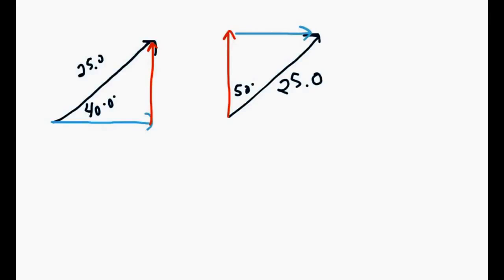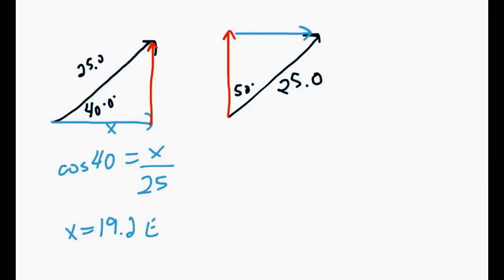So for this one, let's do our horizontal component first. It's our adjacent side, so we'd have cos 40 equals x over 25. When you do that one, you should get 25 times cos 40 gives us 19.2 if we round it off to 3 sig digs. So 19.2 east.